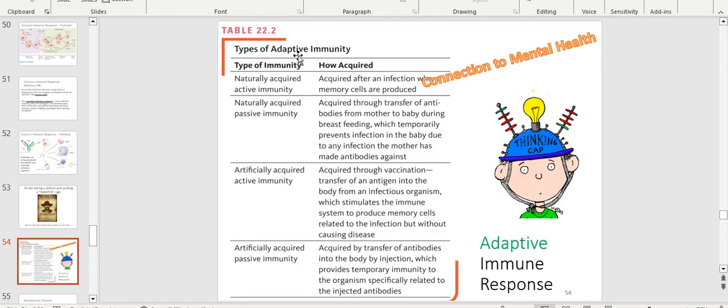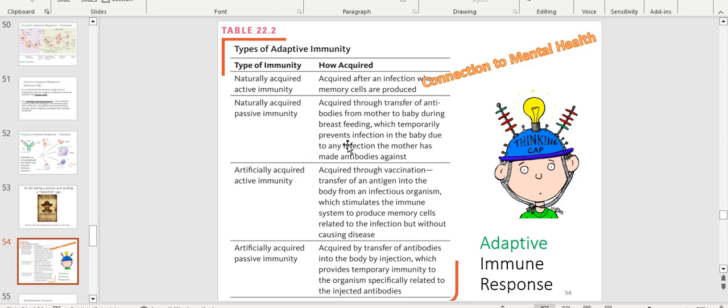Types of adaptive immunity. You guys can have a look at these, have a read. It's all good stuff. Naturally acquired active immunity, acquired after an infection. Naturally acquired passive immunity, acquired through transfer of antibodies from mom to baby. Artificially acquired active immunity, acquired through vaccination, transfer of antigens into the body. And artificially acquired passive immunity, acquired by transfer of antibodies into the body by injection, which provides temporary immunity to the organism specifically related.